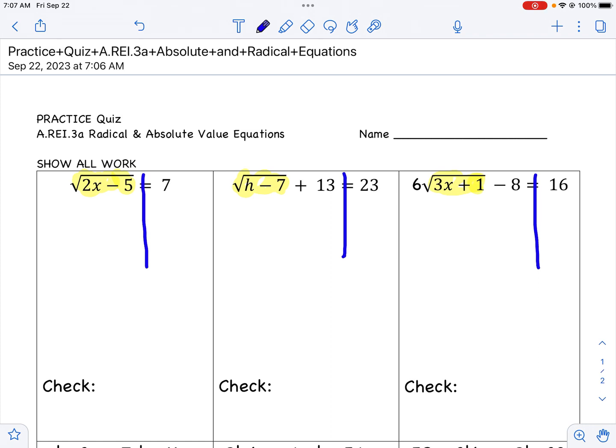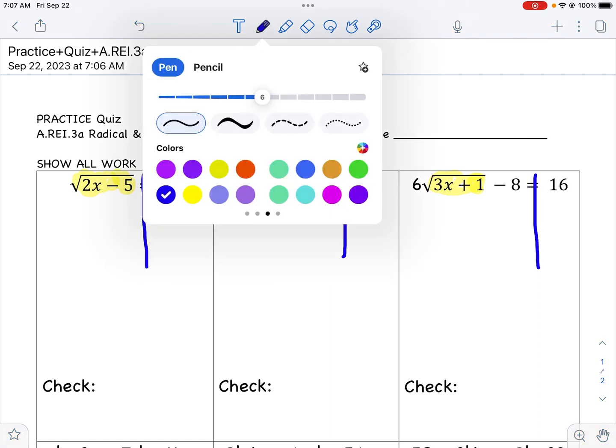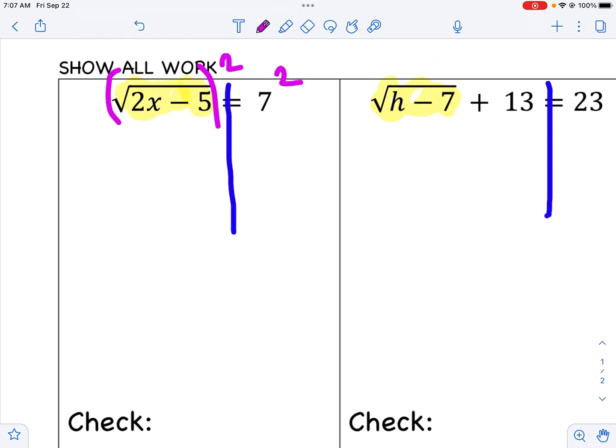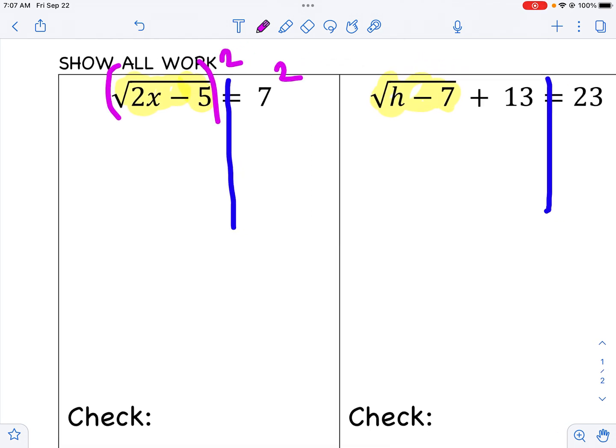So on this first problem, it's already by itself. So I'm ready to go ahead and square both sides. So I'm going to take that to the second power and take that to the second power. Let's make it a little bigger so we can focus on it. So then when we rewrite it, what you're supposed to remember is that this 2 cancels out this square root symbol. And so what we're left with is just the 2x minus 5 equals 7.